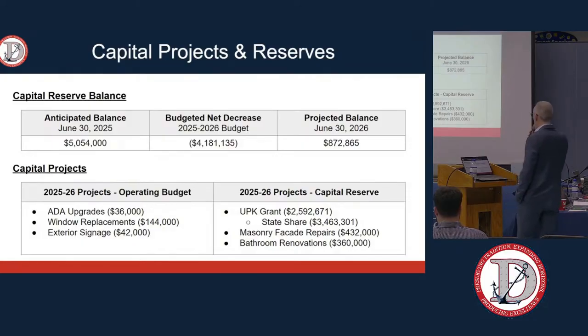And then through the capital reserve, obviously our UPK grant, which is a $6 million project, the state is paying for $3.46 million of it, and we will pay for the rest through capital reserve. We have a lot of masonry repairs, facade repair issues, primarily in this building, which we'll address. And then we also have bathroom or toilet room renovations, which will be a significant cost as well.